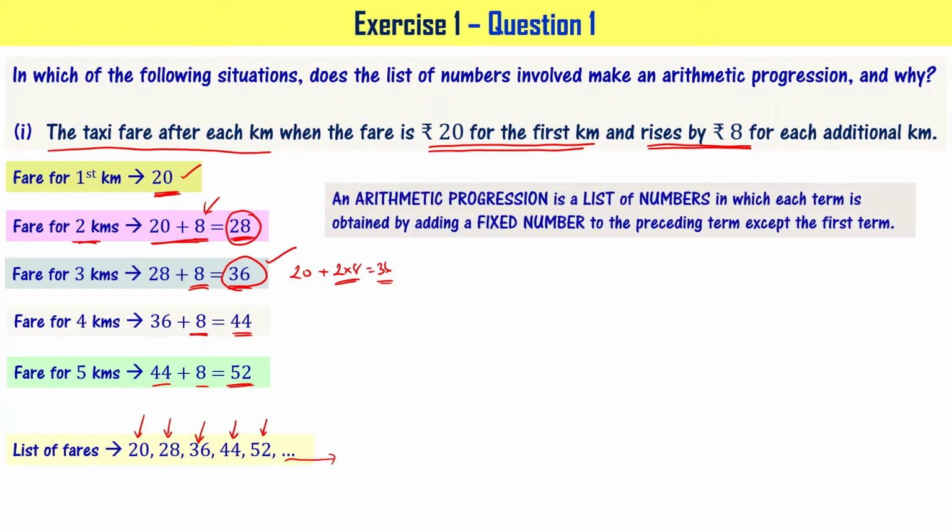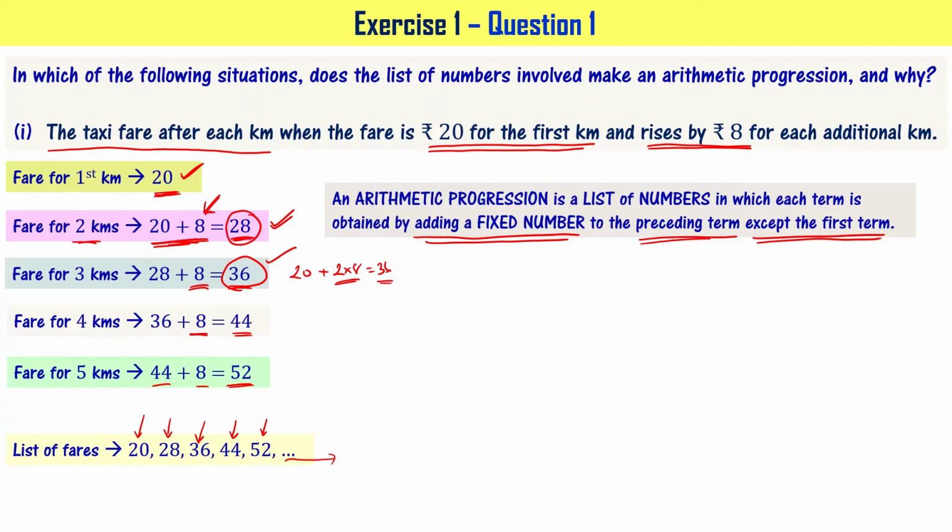please recall that an arithmetic progression is a list of numbers in which each term is obtained by adding a fixed number to the preceding term except the first term. Meaning except the first term, rest of the terms if you observe, you will be adding a fixed number to the preceding term to get the actual term, right? For example, for the second term, you added 8 to the first term, right? That's what we have done here. First term is 20. Second term, I can say that it is 20 plus 8, right?